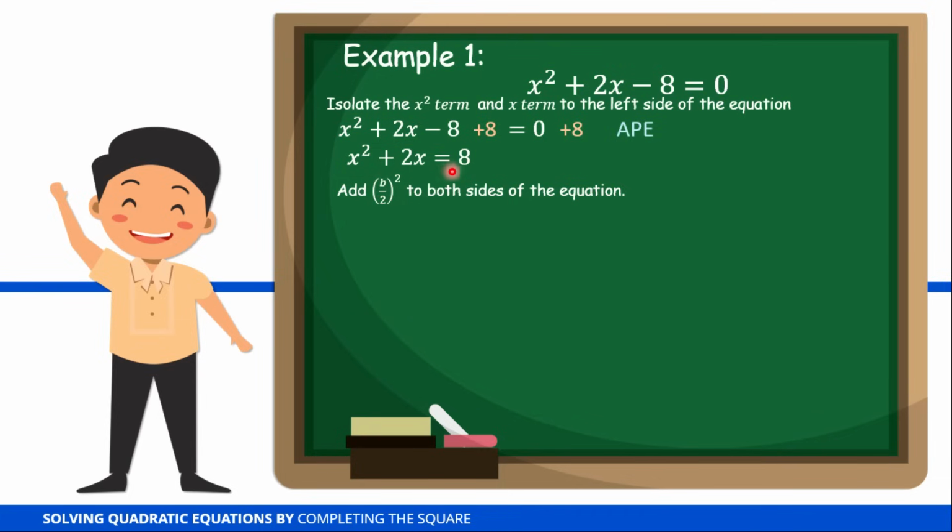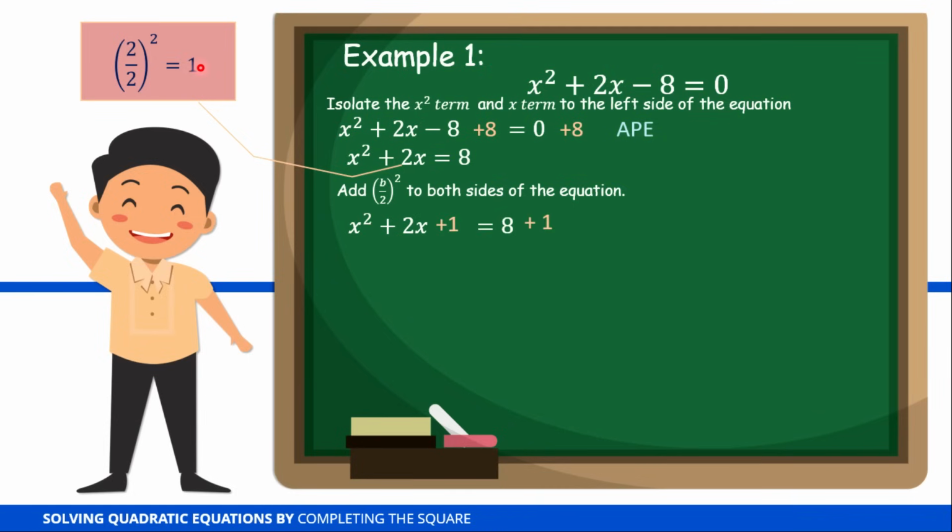Now, dito sa ating naging equation, ang value ng b ay 2. Kuhanin natin yung b at i-divide natin sa 2. So, we have 2 divided by 2, that is 1. Yung quotient is square natin. So, 1 squared, that is equal to 1. And ibig sabihin, ang ipang-add natin on both sides of the equation ay 1. Ngayon, mayroon na tayong perfect square trinomial dito sa left side. And sa kabilang side, kailangan nating isimplify yung ating naging expression.